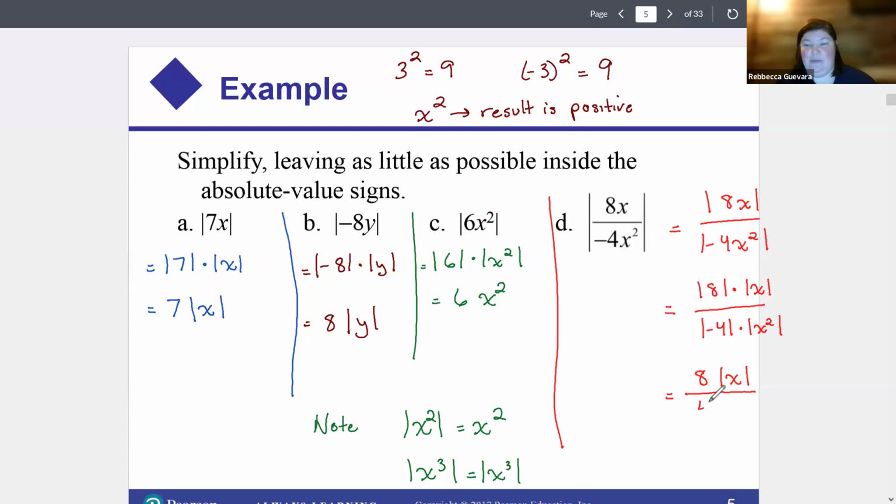-4, if I do the absolute value, is just 4. X squared, absolute value is x squared. So in this case, the only absolute value we keep is the one on top. And don't try to cancel out x's here because this was an absolute value and this one isn't. You kind of can do it, but it's just going to be a little complicated.